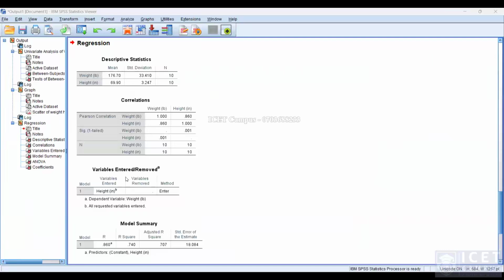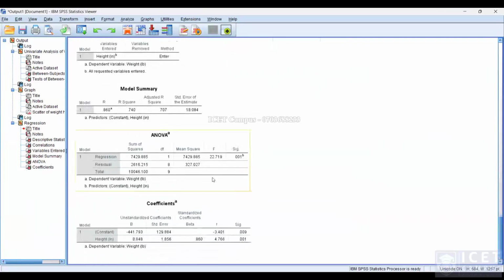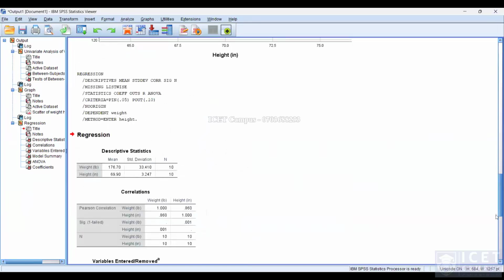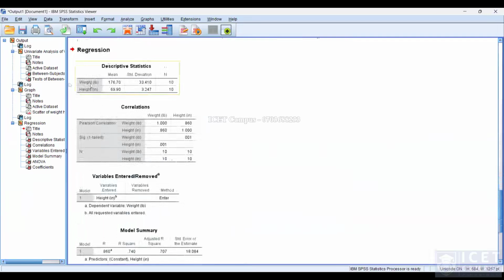Model summary is there. ANOVA is there. They are asking about the model summary, ANOVA and coefficients. Coefficients, this is there. And other than that, we have descriptive statistics also, because I requested the descriptive statistics. You can see here the mean of the weights equals 176.7 and mean of height is 69. And the standard deviation also we can see here.